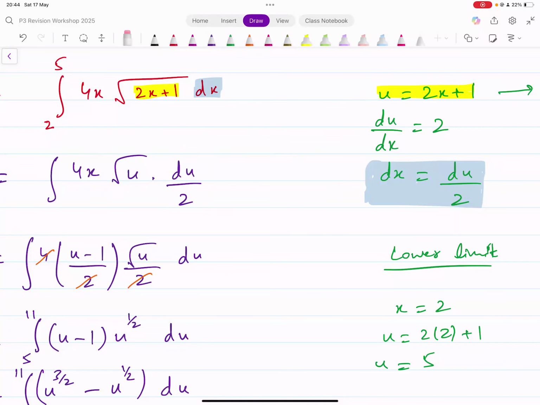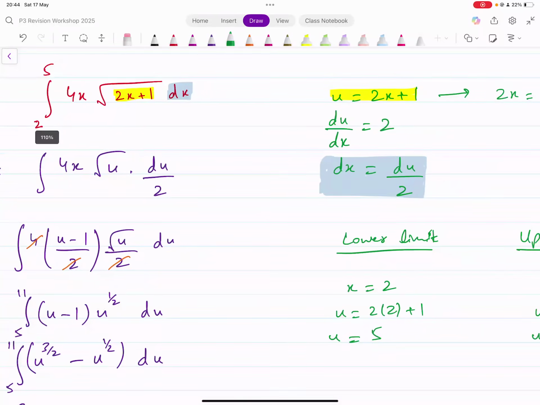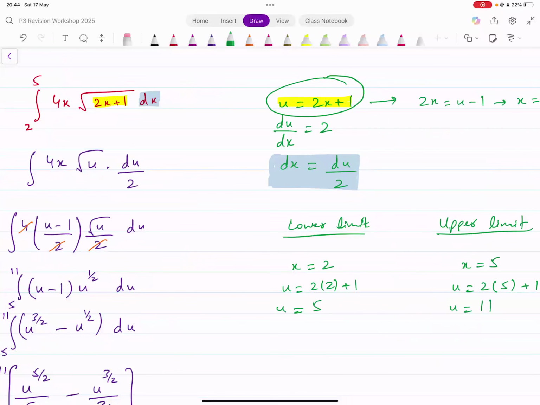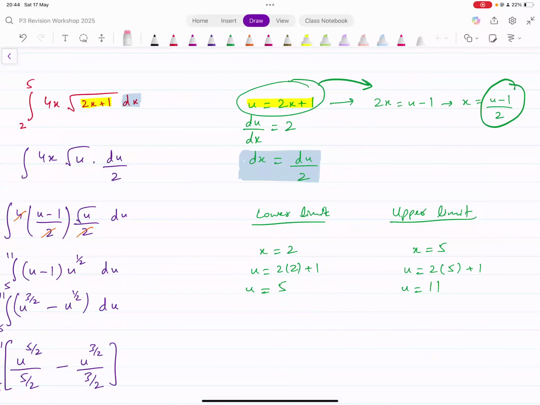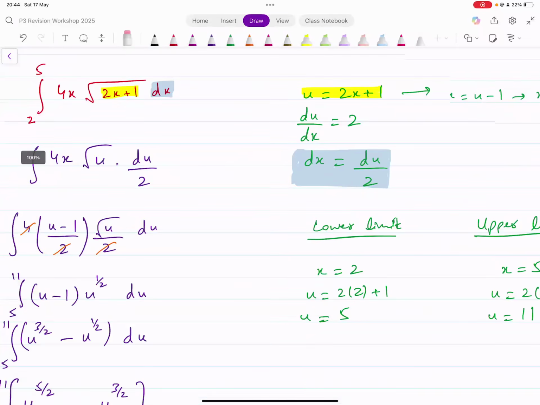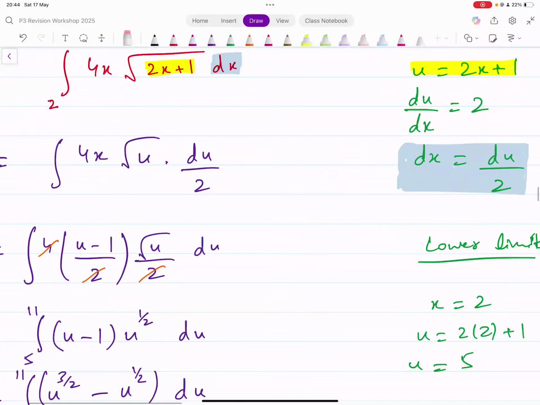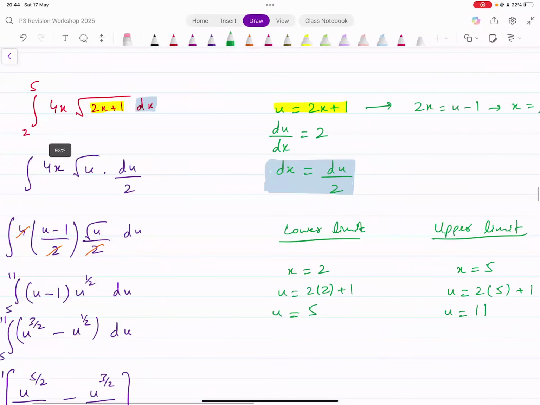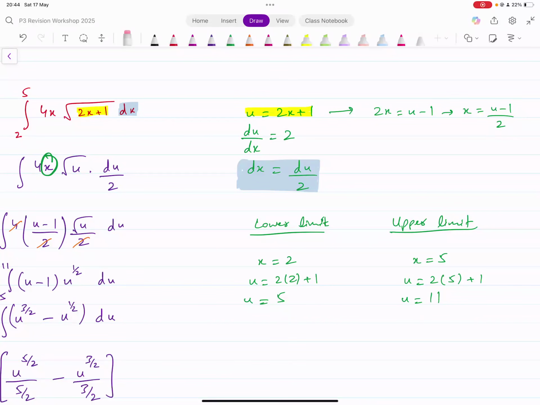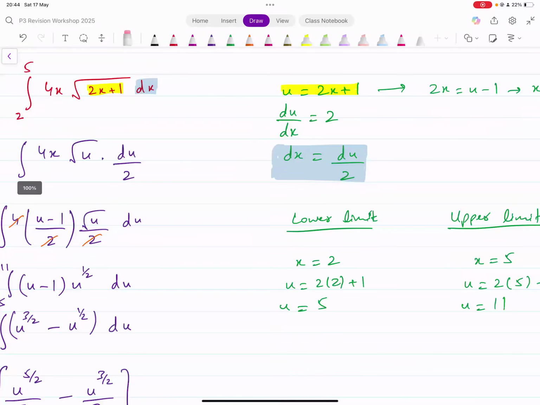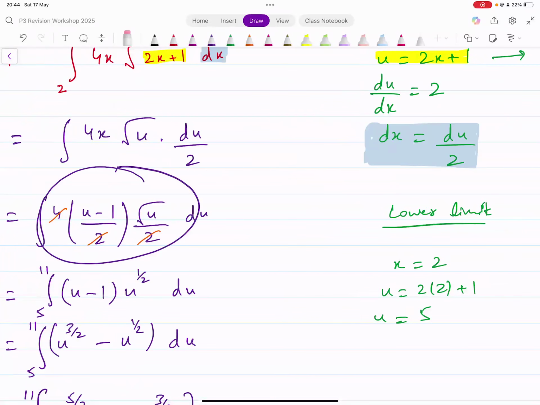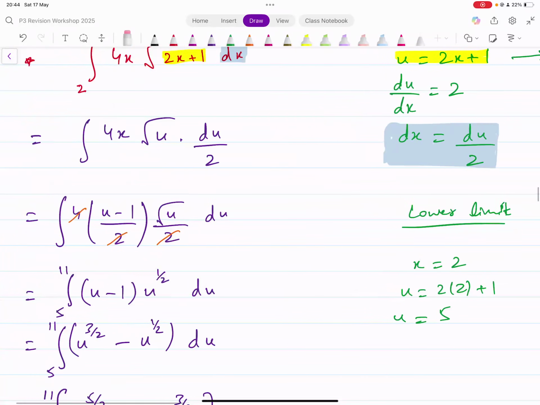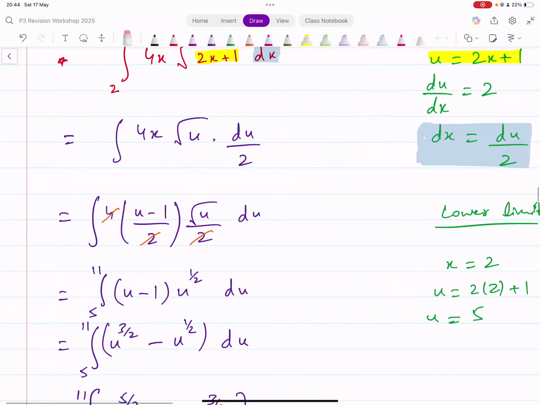How do we get rid of this x now? We had u equals 2x plus 1. We could make x the subject from here. And that gives us that x is equal to u minus 1 over 2. So now we can replace that x here. Replace x with u minus 1 over 2. And now we've got everything in terms of u, and now we should be able to integrate it. We can only integrate once we have everything converted to the other variable. So now we've got everything converted to u.